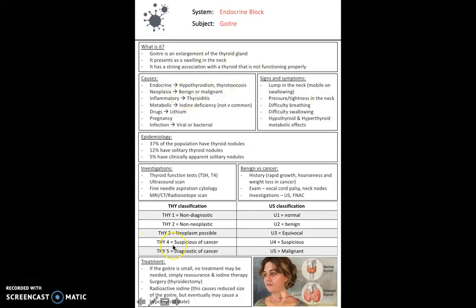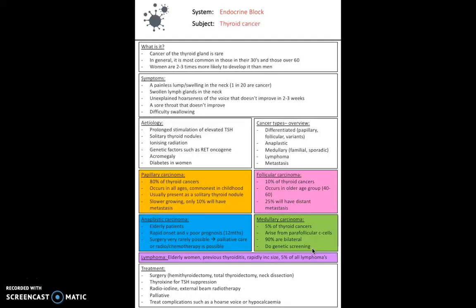We can classify a goiter as well based on how cancerous essentially it is, and we can do this with ultrasound as well. Now, if the goiter is small, no treatment is necessary, but if it is slightly larger, we can use surgery as a thyroidectomy, or we can use radioactive iodine to treat this.